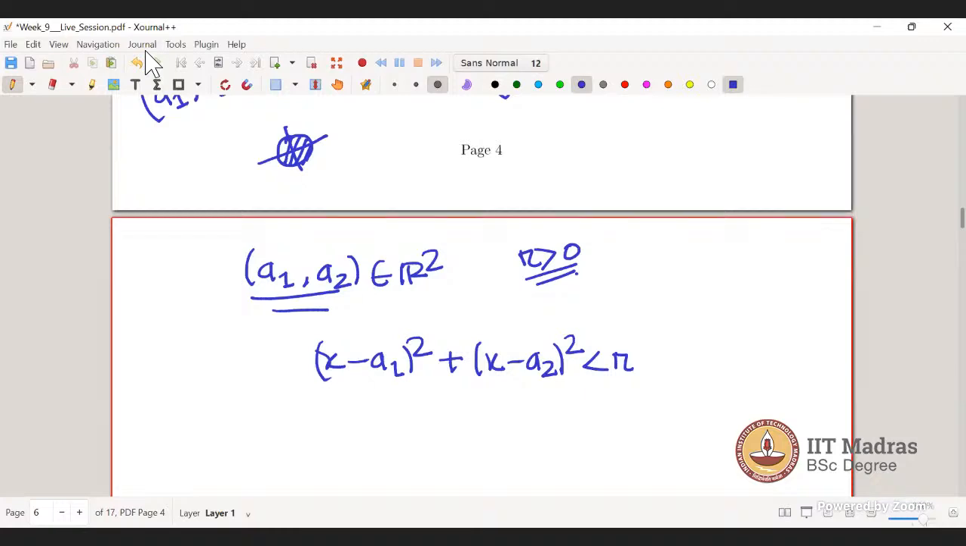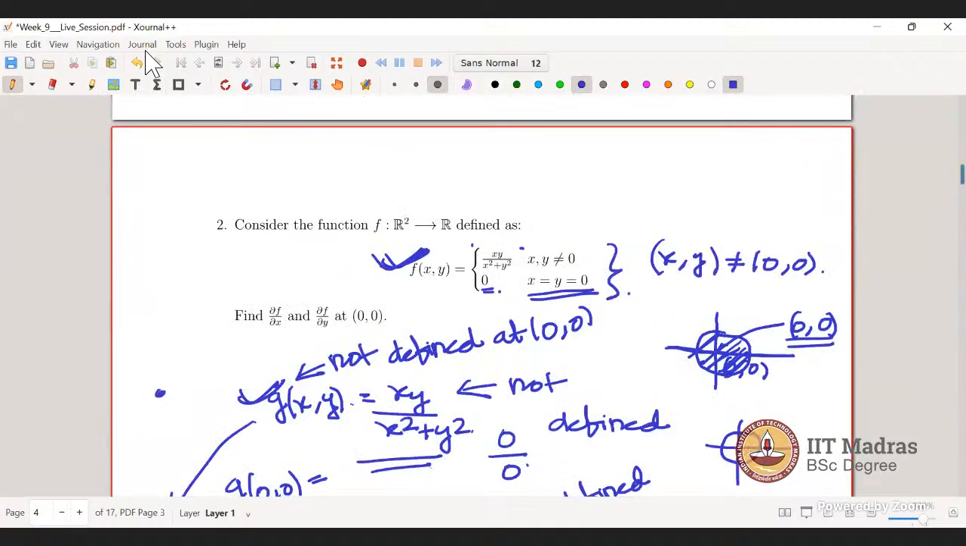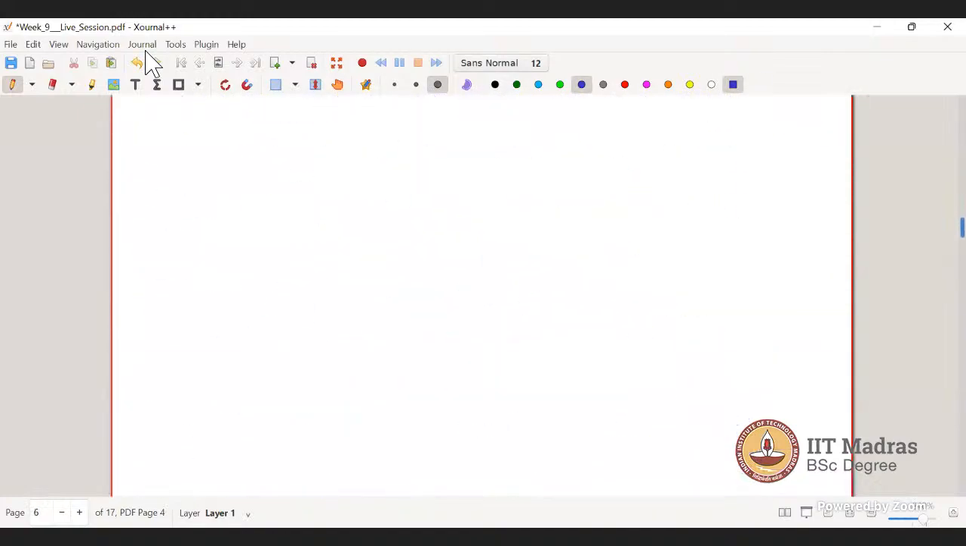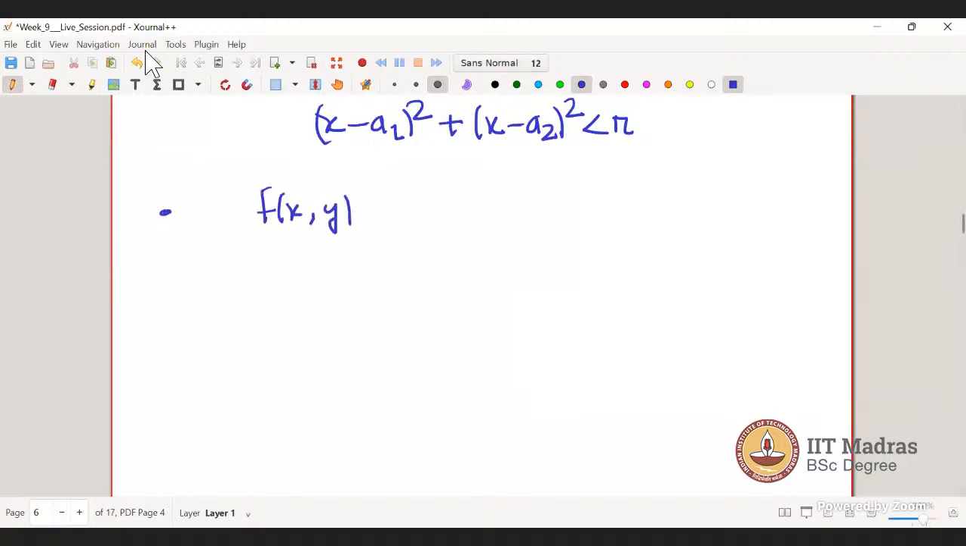Do you want me to discuss this one to solve this question? Yes, please. At 0, how to find it? Straight away we cannot say df by dx is 0. Because the function is 0, it's a constant? No, that is the issue.